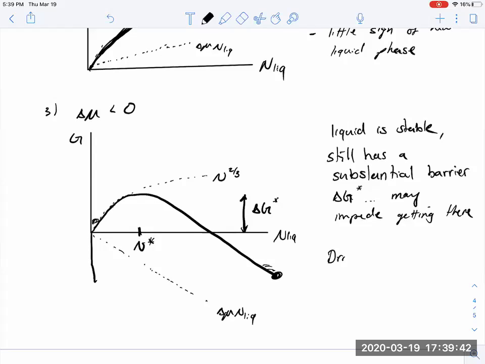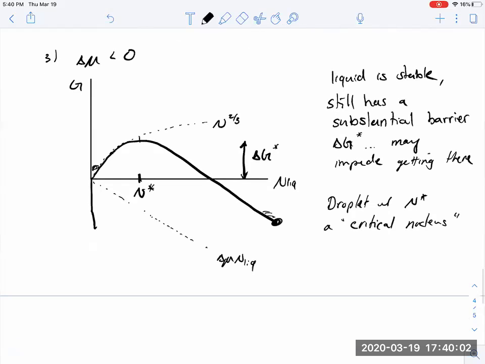Now we would call this droplet with n star size a so-called critical nucleus. At this point, if I started at that highest free energy state, I know that spontaneous fluctuations decrease the Gibbs free energy. So at that point, larger droplets will tend to grow and smaller droplets will tend to shrink.